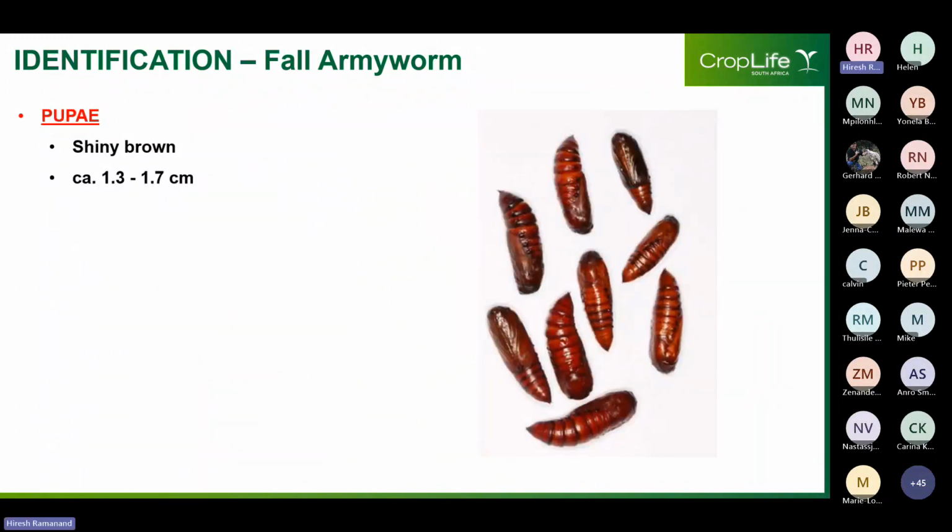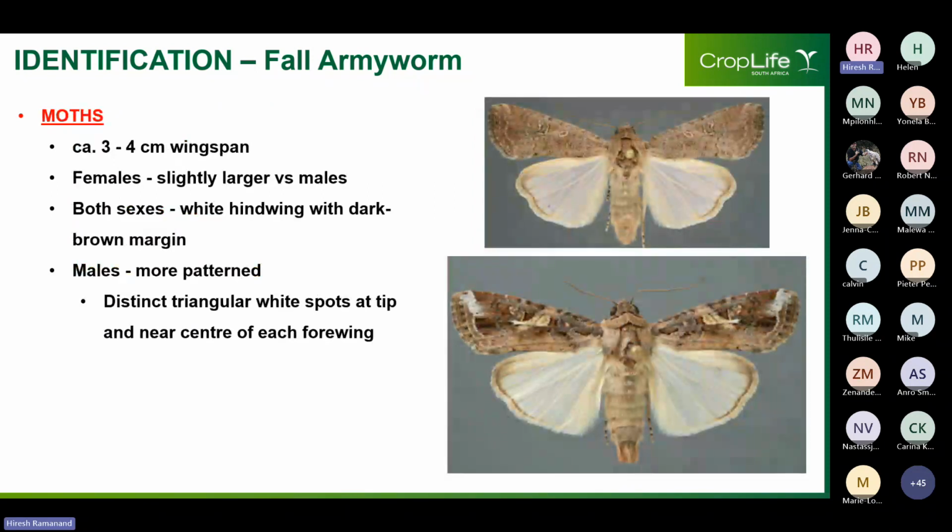The pupae of the fall armyworm are shiny brown and between 1.3 and 1.7 centimeters long. Fall armyworm moths measure 3 to 4 centimeters from wingtip to wingtip. Female moths are slightly larger than males, although both sexes have a white hindwing with a dark brown margin. This picture shows that dark brown margin quite clearly here.